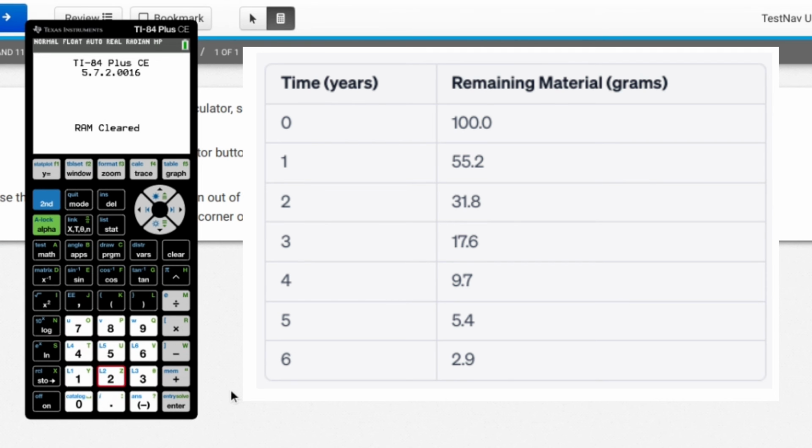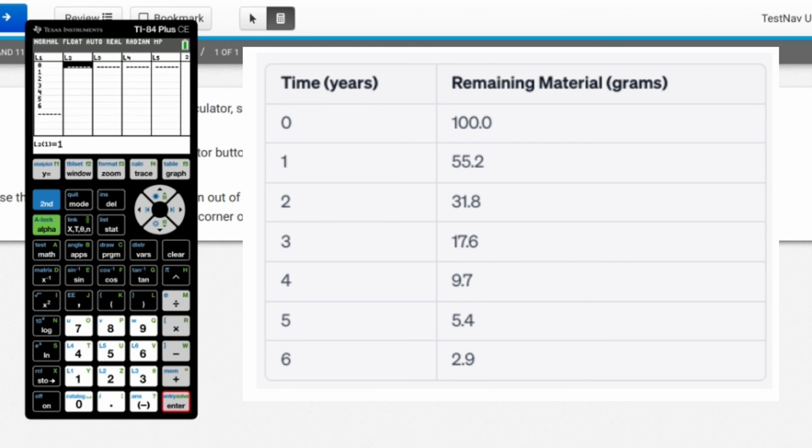So here we have another table of values, and I'm going to use exponential regression to create a model once again. So let's go to Stat, let's go to Edit, and put those values in. I'm going from 0 to 6.